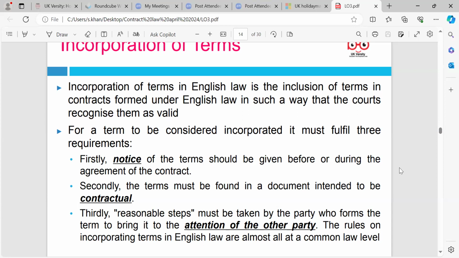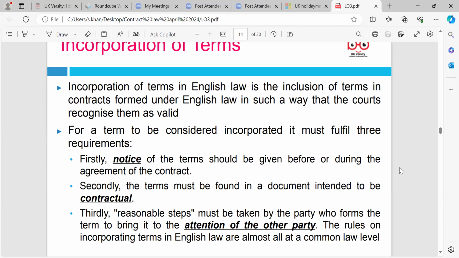For a term to be considered incorporated, it must first fulfil 3 requirements. Firstly, notice of the terms should be given before or during the agreement of the contract. Secondly, the terms must be found in a document intended to be contractual. And thirdly, reasonable steps must be taken by the party who forms the terms to bring it to the attention of the other party.